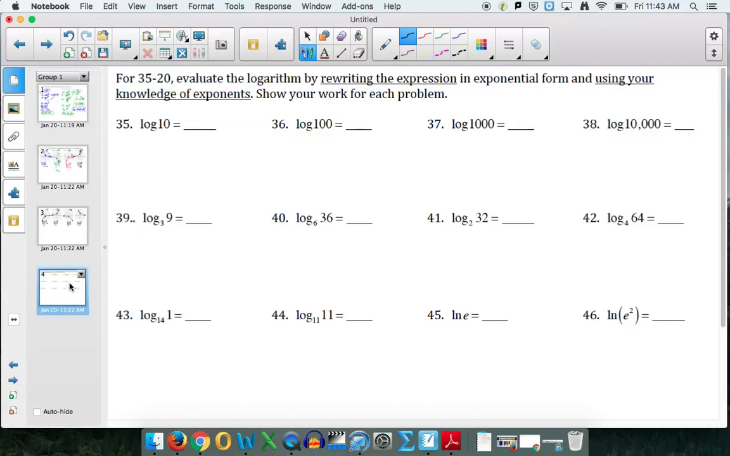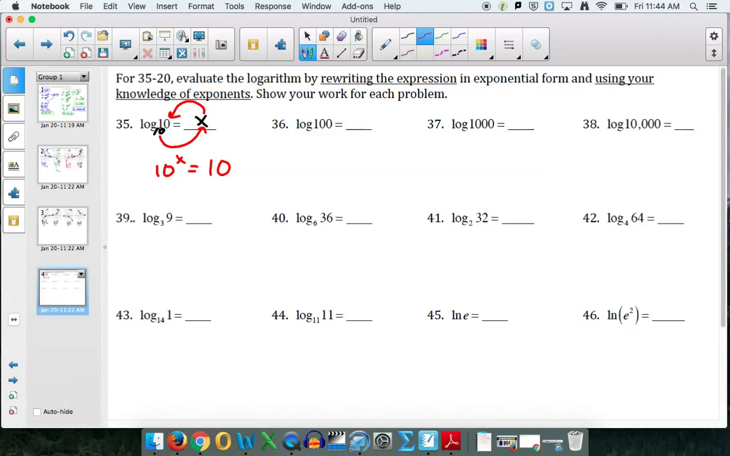So for number 35, in fact 35 through 38 are all very much related to each other. We have a log of 10. Now you need to be able to do this without a calculator. So to find the log of 10, the first thing you need to recognize is that this is a base of 10. When it's not written, the assumption is that it's a base 10. And suppose that log base 10 of 10 equals some number x, whatever it happens to be. The type of problem we're working with here, these logarithms, are basically saying that 10 raised to the x power is equal to the inside of that logarithm, that 10.